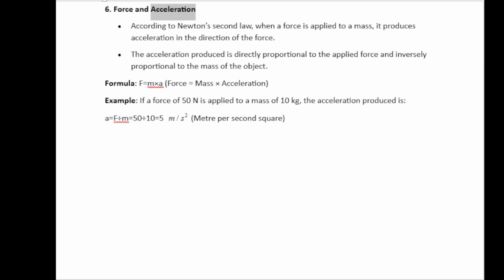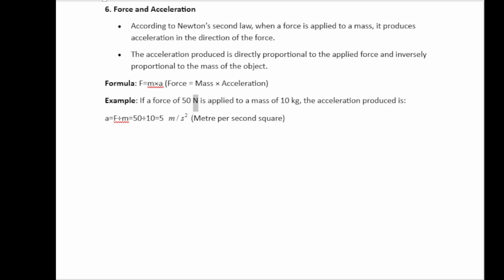6. Force and acceleration. According to Newton's second law, when a force is applied to a mass, it produces acceleration in the direction of the force. The acceleration produced is directly proportional to the applied force and inversely proportional to the mass of the object. Formula: F = m × a, force is equal to mass times acceleration.